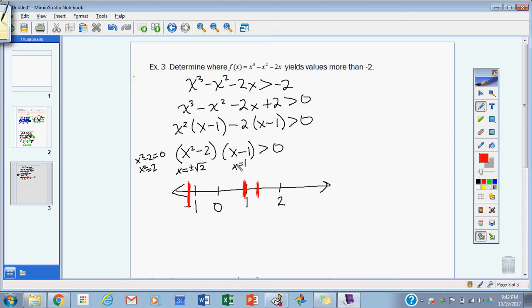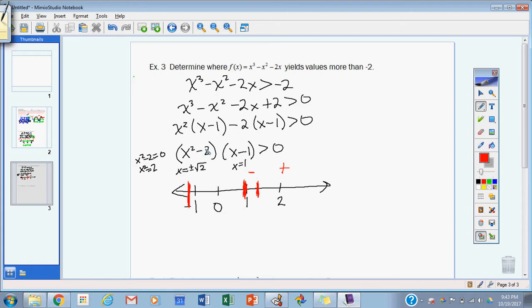If I test a value way over here, I'm going to get 10 million squared minus 2, which is positive, times 10 million minus 1, which is positive. So this is a positive region. Right in here, if you want to test one, you can test 1.001 and just think of it that way. That value squared minus 2 is going to be a negative, times a slightly positive there. So we do have a negative region in there.